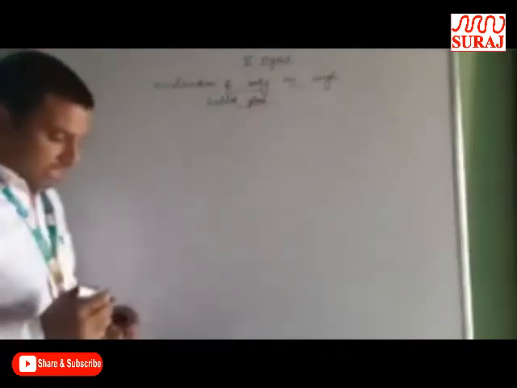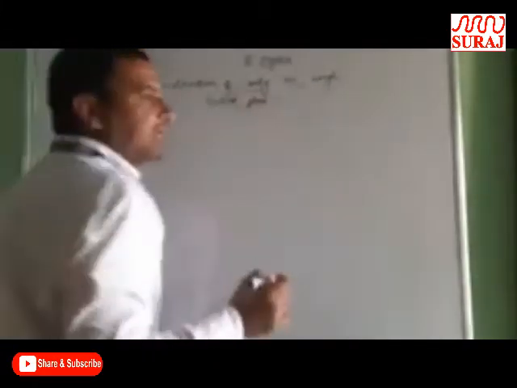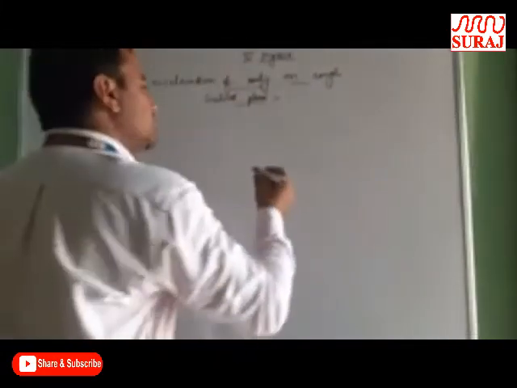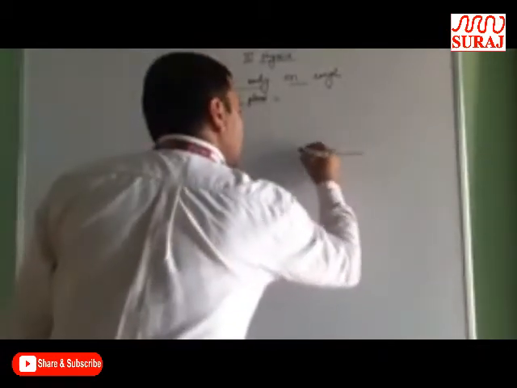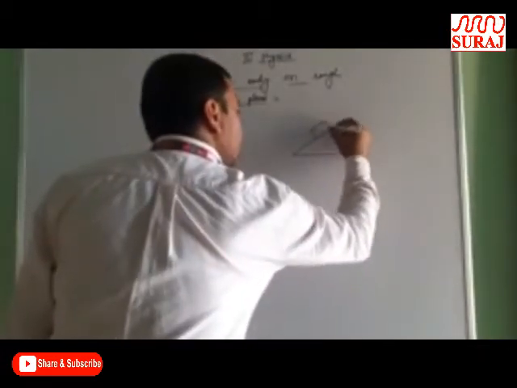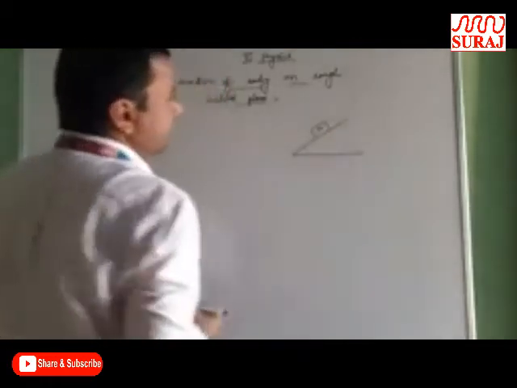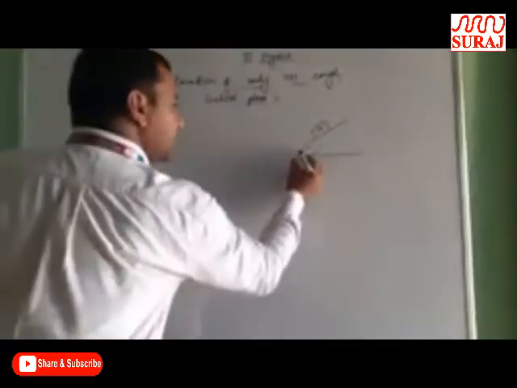Acceleration of the body on the rough inclined plane. Rough inclined plane means there is friction between the surfaces. Consider a body of mass m placed on the inclined plane which makes an angle theta.